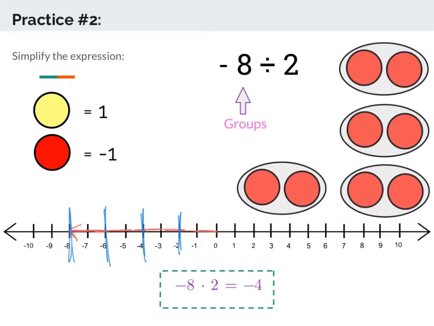How did you do? Were you able to figure out that the answer was -4? Hopefully you did. If not, go ahead and make sure that your paper looks like mine. Then we're going to move on to a little bit easier way to do this other than using counters and number lines. Let's go ahead and do that now.